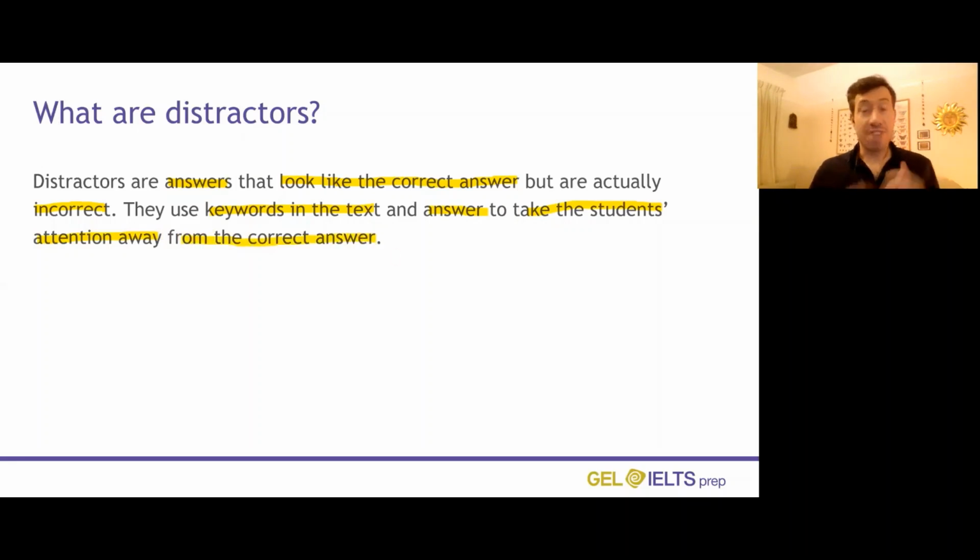So they create a situation where you'll read a question and you'll look in the text and you think, yes, A is the correct answer. But actually, they've distracted you. They've used some words in there. Maybe it's the same word in the text and the answer, and you think, that's the correct answer, but they've distracted you in this way. So we call these things distractors, and they happen a lot in the reading test.